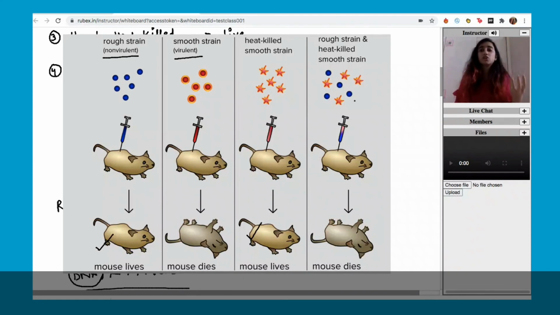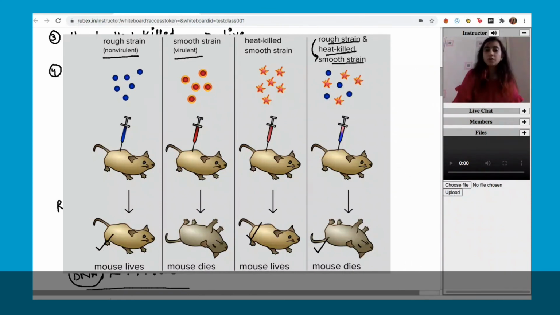Finally, they took a mixture of the heat-killed smooth strain and the rough strain. Individually, neither of them could cause the infection, but when they came together, there was something that transformed the rough strain into the smooth strain, and as a result, we saw that the mouse dies. This is what Griffith's transformation experiment was all about.